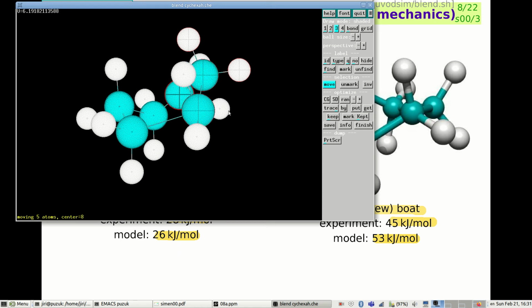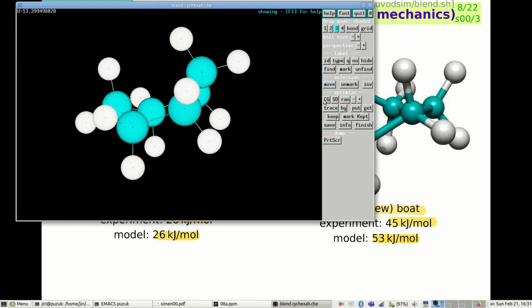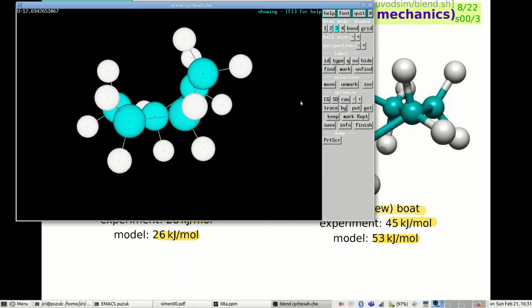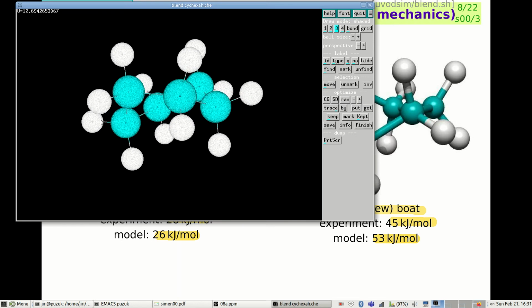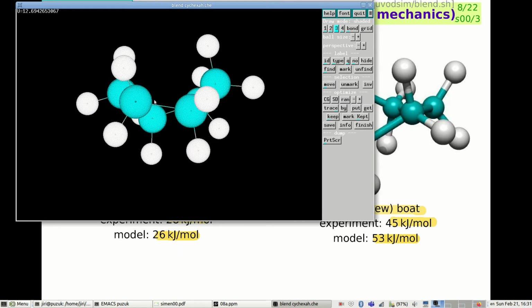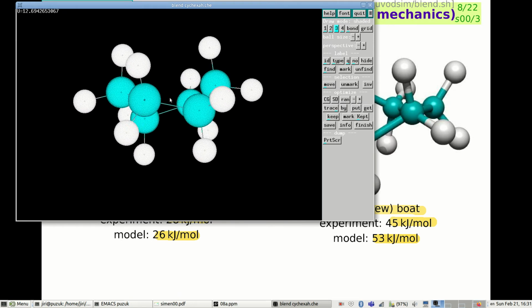You can see that it now looks quite ugly. I can calculate energy and it is huge, but that doesn't matter. I can proceed by minimization. So after several steps of minimization, we can see the twisted boat conformation here.